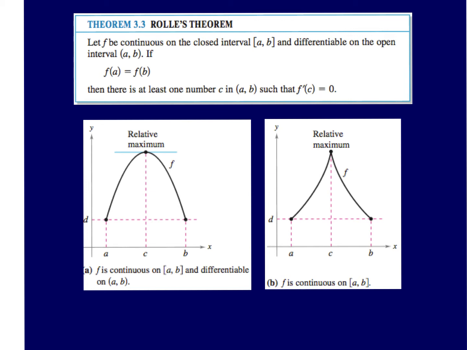Okay? All right, so let's read Rolle's theorem, and Ansley's going to be our reader. Let f be continuous on the closed interval [a, b], and differentiable on the open interval (a, b). If f of a equals f of b, then there is at least one number c in (a, b) such that f prime of c is 0.